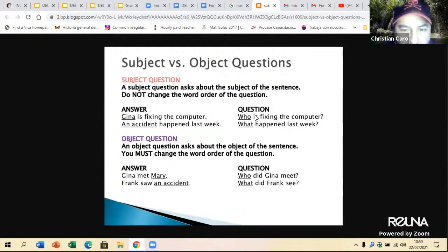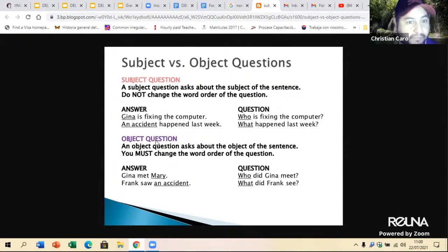For example, who is fixing the computer? In this case, I have no subject because I don't know the subject. What happened last week? It's pretty much the same thing, like the situation. I want to know what happened. No puedo decir it, ya, porque no procede en este caso. Y uso un it cuando reemplazo un hecho que ya conozco o un animal. Entonces, dice, who's fixing the computer? Gina is fixing the computer. Entonces la respuesta, digamos, recién vino a contestar la pregunta sobre el subject. Lo mismo que an accident happened last week, right?